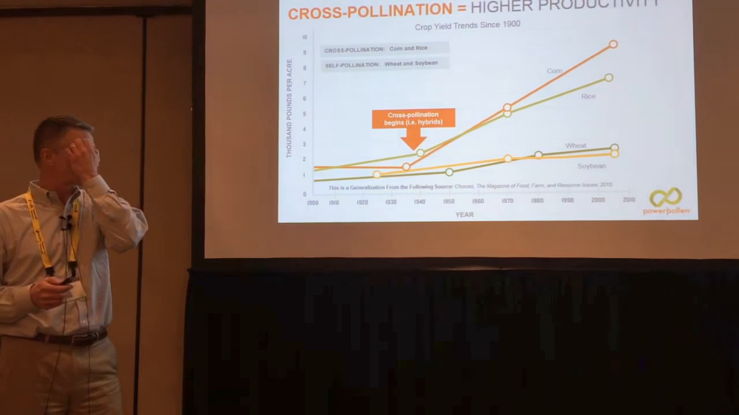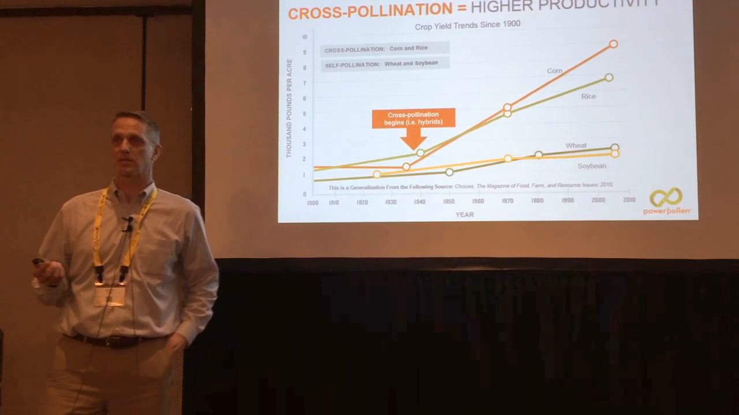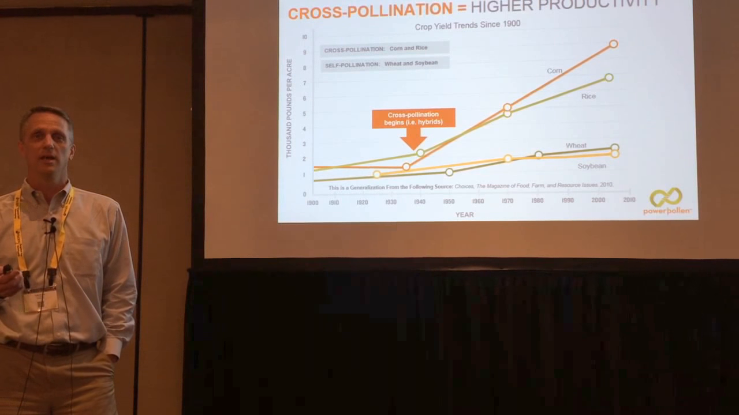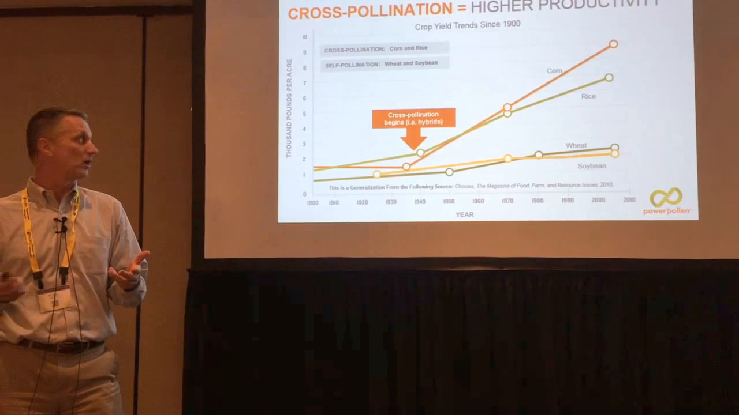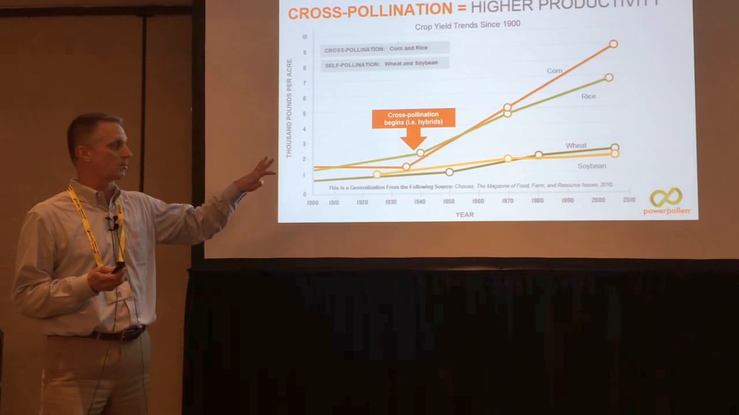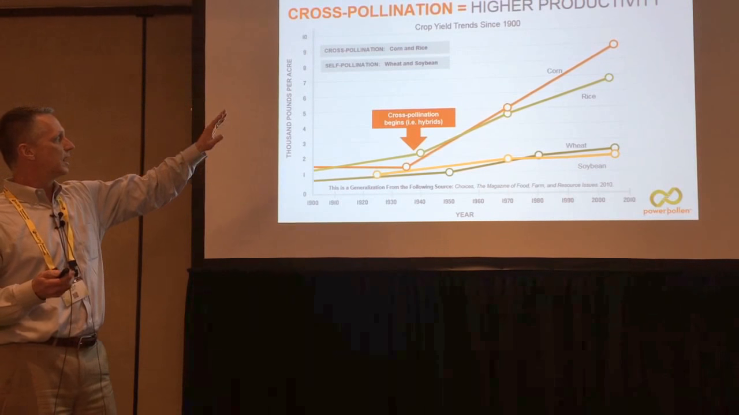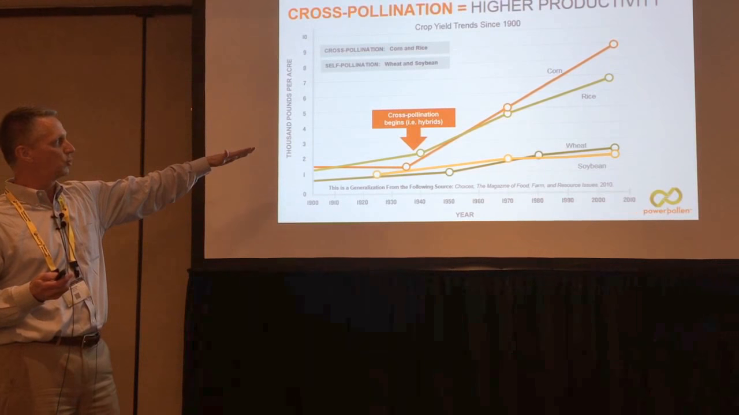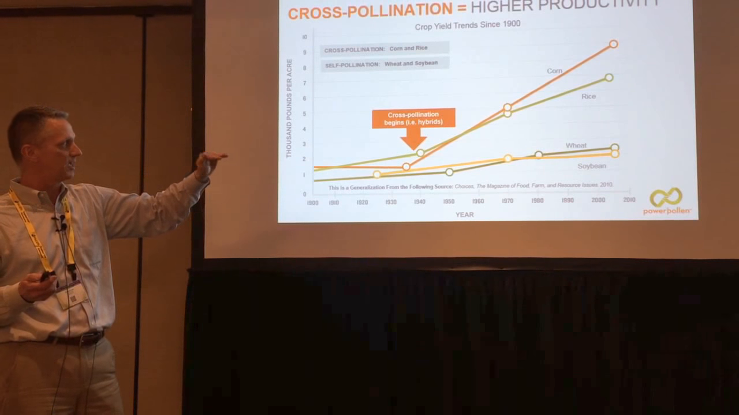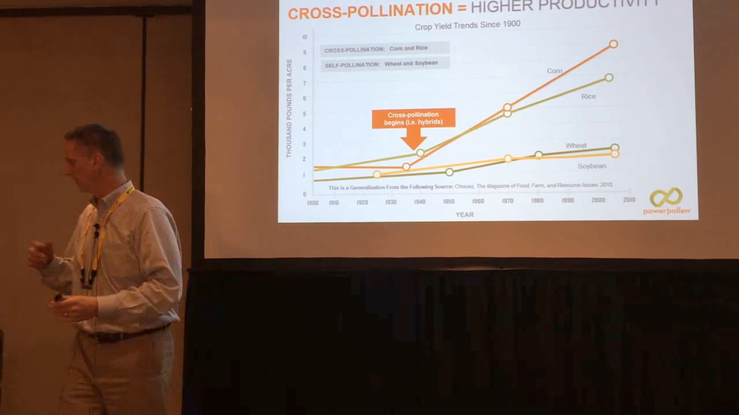So as you think about cross-pollination, why does that matter? It matters because it always leads to higher productivity. I imagine many of you are already well aware of this, but if you look at the 4 major crops of the world, you see 2 that have about 4 times the productivity as the other 2.